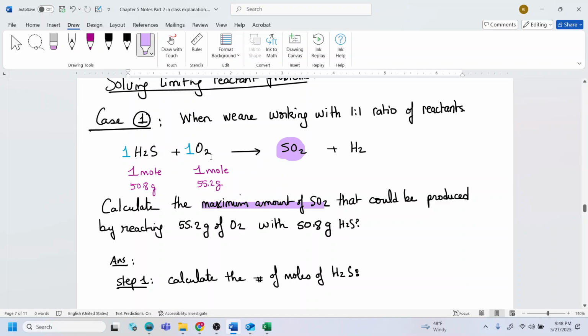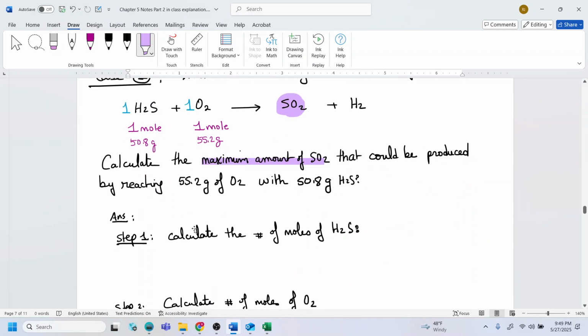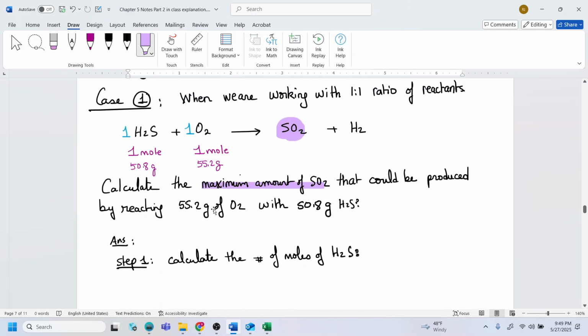Well, if I figure out which one of those is the limiting reagent, then I can use this information in order to relate it to the mass of the SO2 that is formed. So to start with this type of problem, and again, this type of problem is whenever you have a 1 to 1 mole ratio of reactants, then you're going to go over these steps. The first step is, since I'm given the mass for each one of these reactants, I'm going to calculate the number of moles of each one of these reactants.